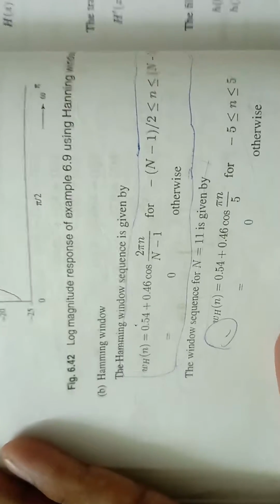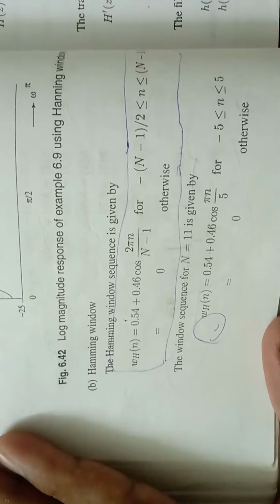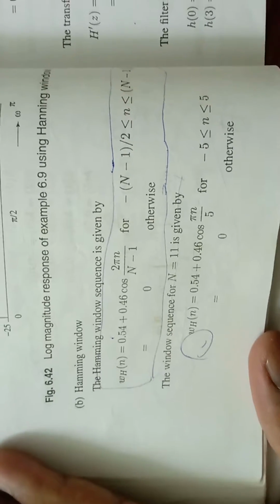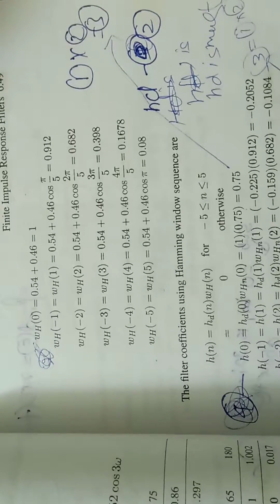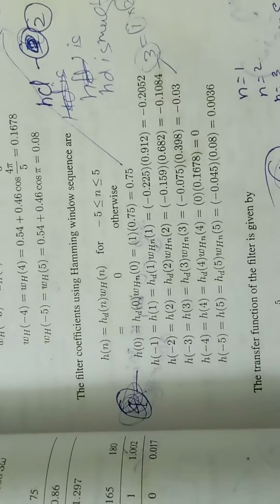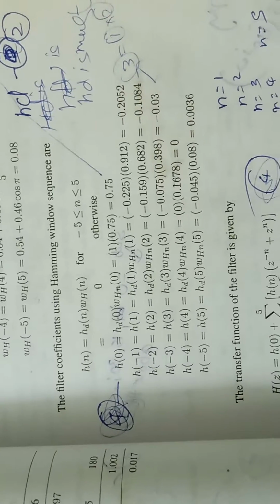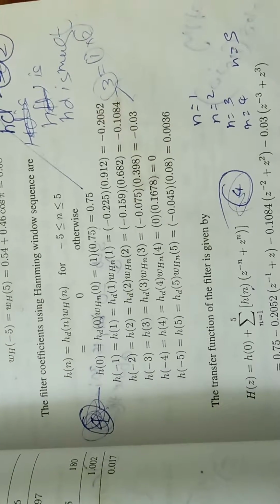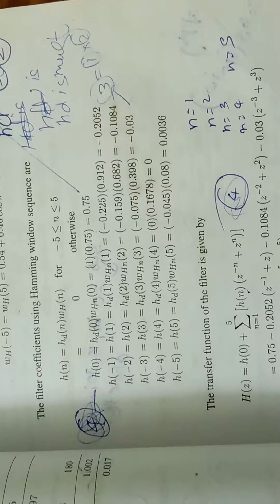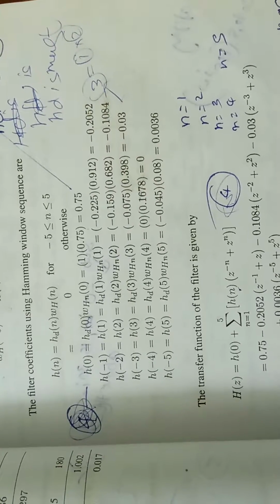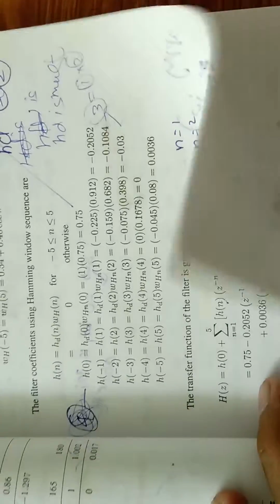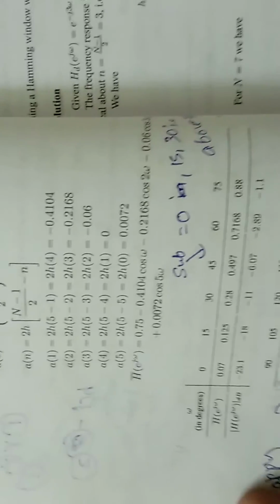Clear? Then observe this question, the Hamming window: 0.54 plus 0.46 cos, and the rest is as it is, except that here we have to find that particular technique and multiply with it. This is the only difference present. Is it clear? The remaining procedure is the same, guys.